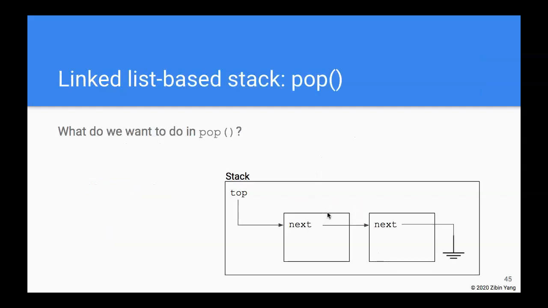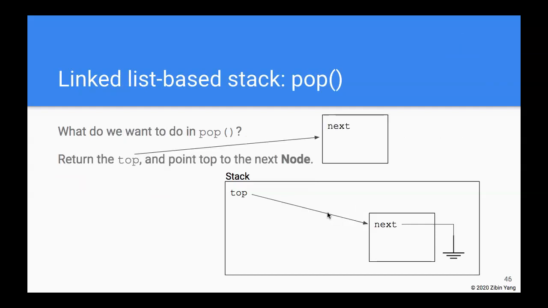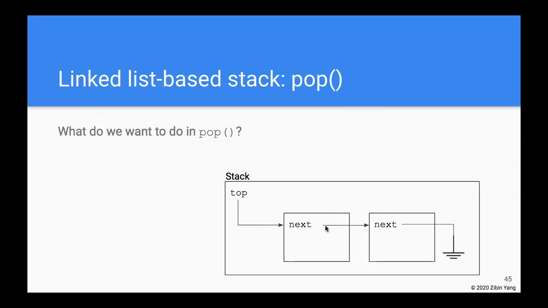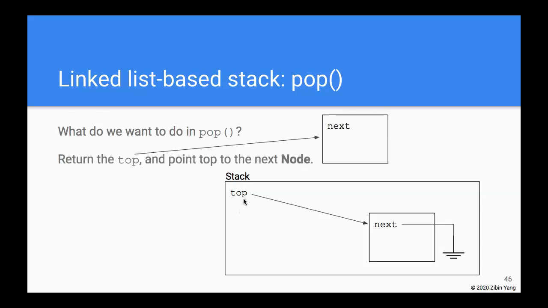Okay, now let's look at what should happen in a pop operation. So let's see what our goal is. Assuming we originally have two nodes in the stack, we want to return the node that is pointed to by top, and then we want to update the top to point to the next node in the stack. So how do we accomplish that?